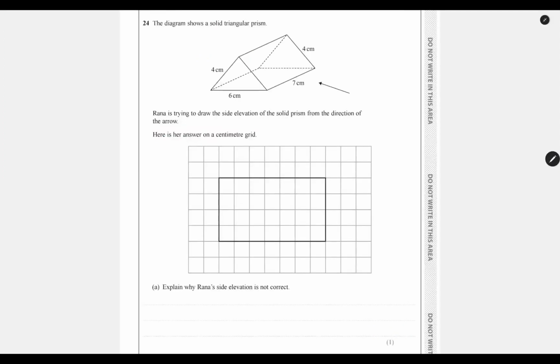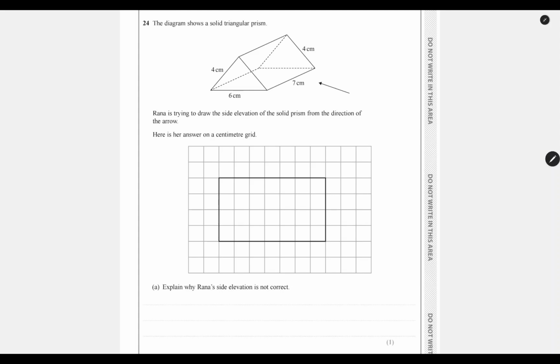Question 24 says the diagram shows a solid triangular prism. Rana is trying to draw the side elevation of the solid prism from the direction of the arrow. Here is her answer on a centimeter grid. Question A says explain why Rana's side elevation is not correct.